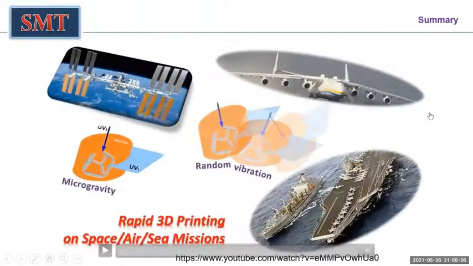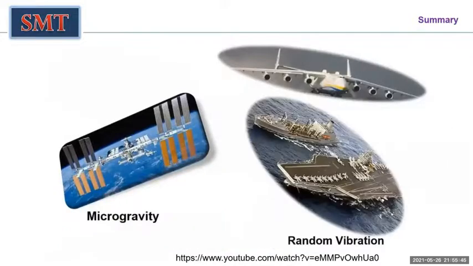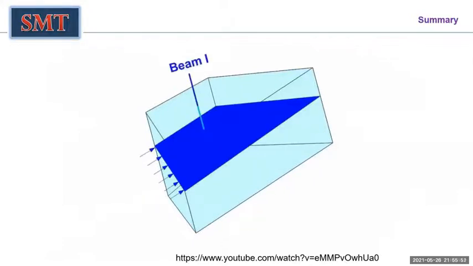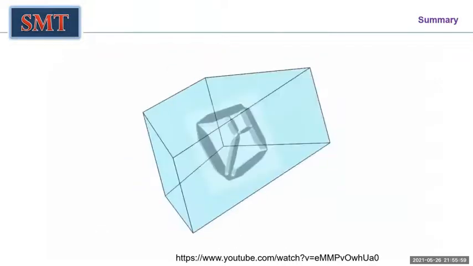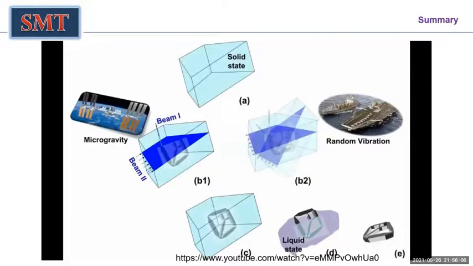We propose a concept that is rapid 3D printing on space, air, sea, and even land missions. For the applications, microgravity, random vibration, or on land. In solid state, you can use two beams to cross-link. Later, it does not matter whether there is any gravitational force, and you can see severe disturbance doesn't matter. Later, you can remove the uncross-linked part, and the remaining is the cross-linked item we want, and we can utilize the shape memory effect to ensure good accuracy of the printed item.